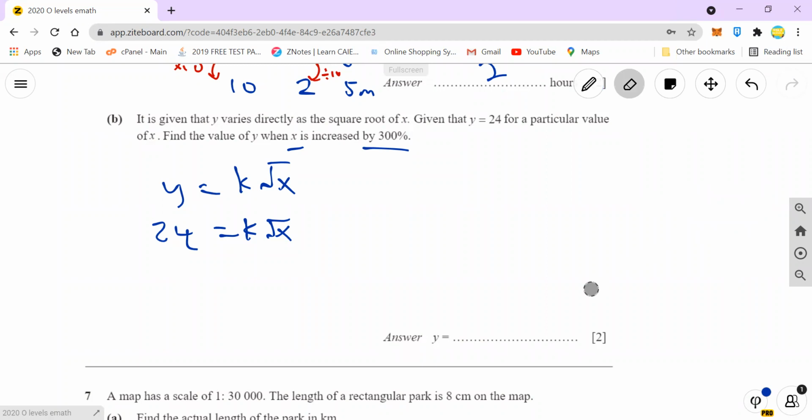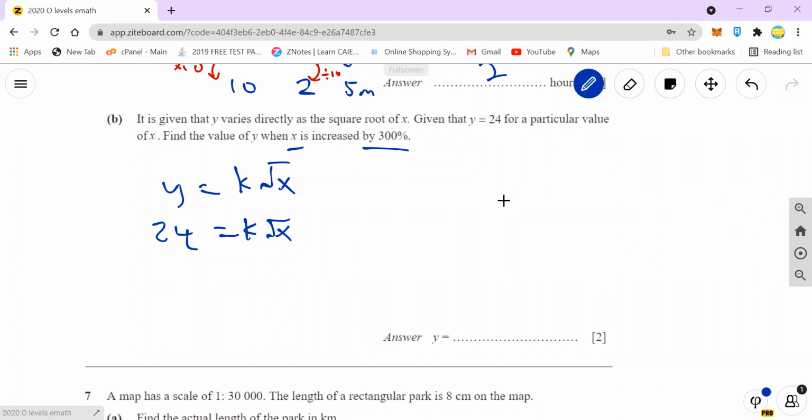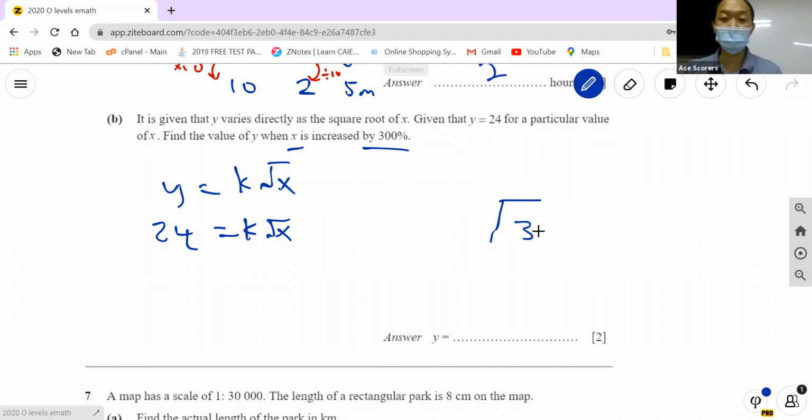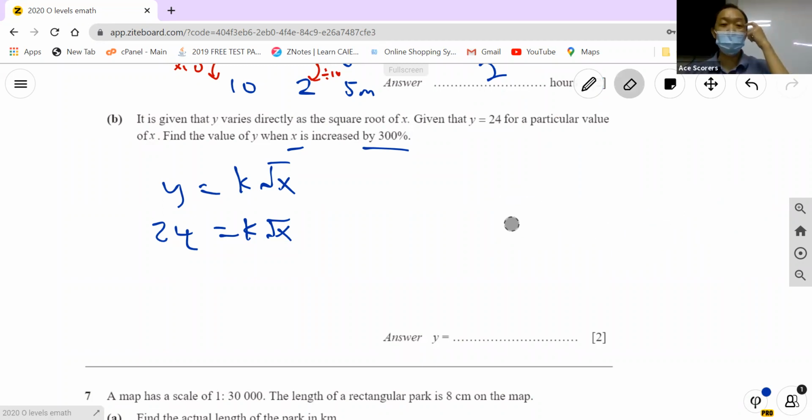I don't know. I just replace x with 300%. How? Just replace it. What do you write inside the square root? Square root 300%. Like that. Yeah. Wrong. Okay. So this is not replaced by 300, it's increased by 300%.